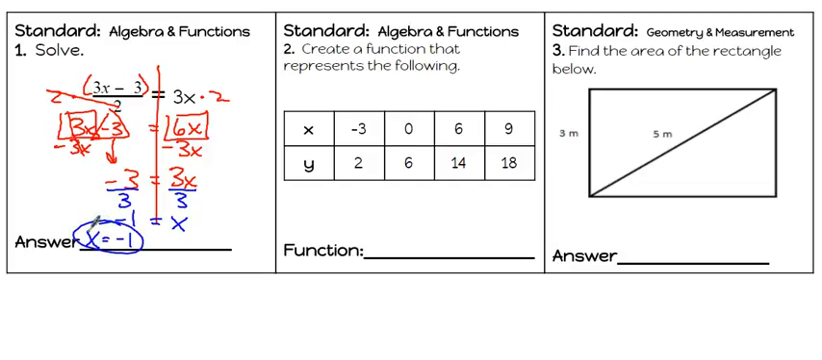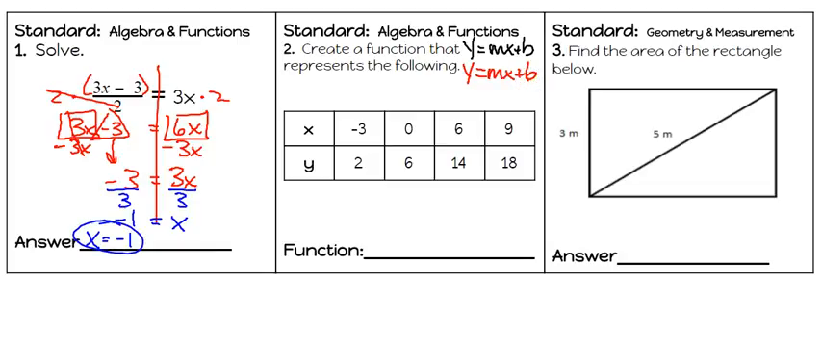Number 2. We want to create a function that represents the following. We look at the table. The function actually is going to be in y equals mx plus b form. If we look for our b, we're looking for the x value that has a 0, and the corresponding y value is going to be our y-intercept. So far we have y equals mx plus 6.